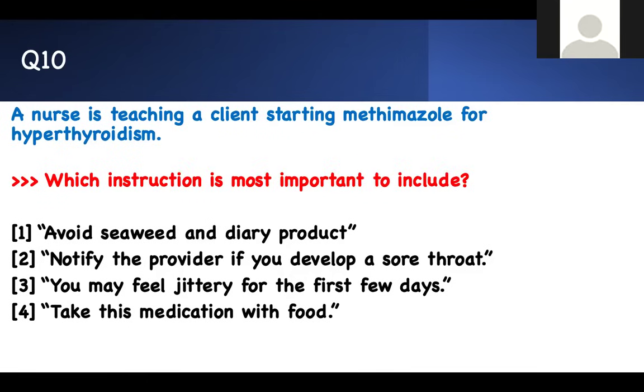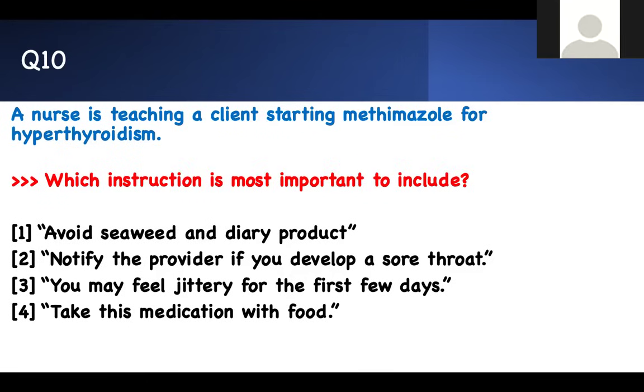Therefore, based on that, what do you think? Avoid seaweed and dairy products. The seaweed has a lot of iodine, and that can also affect your thyroid function. It's very important, but it's not that important in this situation. Notify the provider if you develop a sore throat, agranulocytosis. You may feel jittery for the first few days. Think about that. This is a good one.